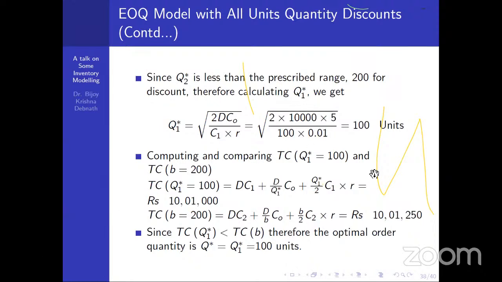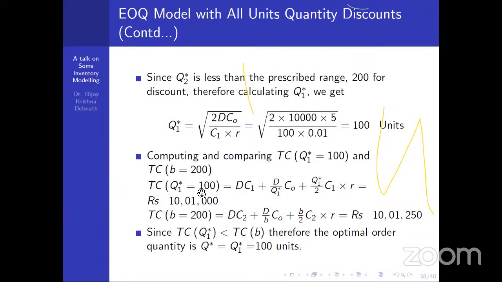So you see that Q1 star is 100 unit. Q2 star is less than the prescribed range, that is 200. So therefore we have to calculate the Q1 star. So Q1 star you get 100 unit. Now for this Q1 star equal to 100, we are calculating the total cost, and this upper limit is 200, na, where the price breaks.